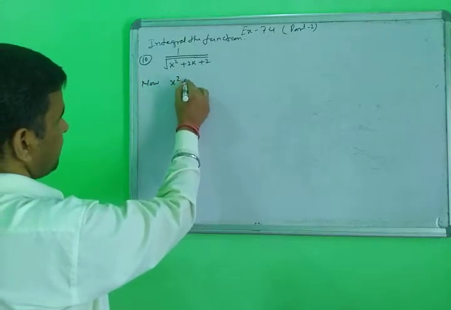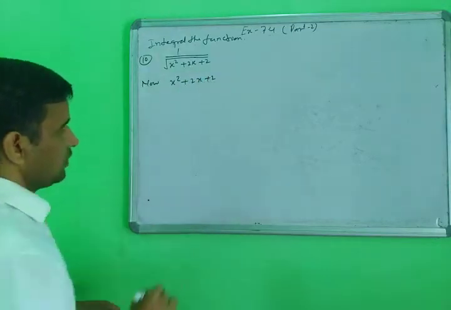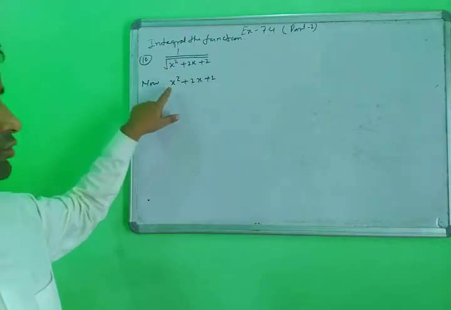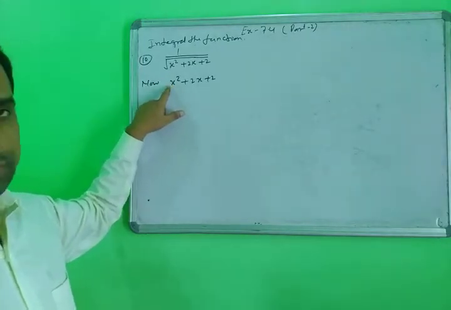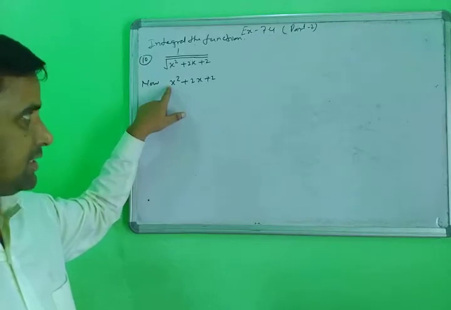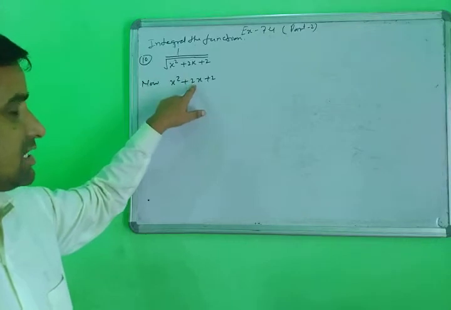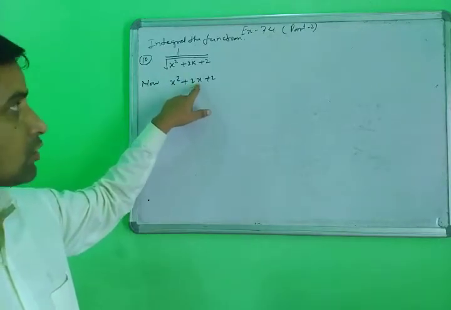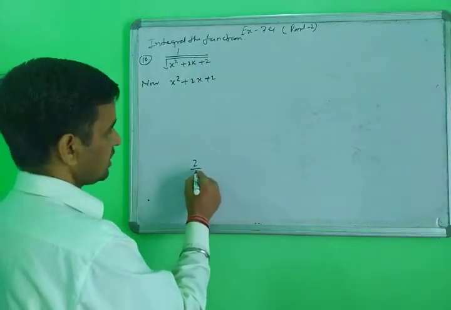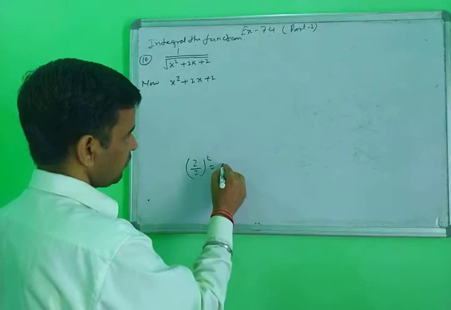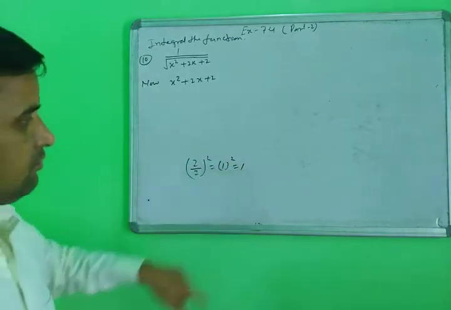x square plus 2x plus 2. How to make the perfect square? First, check every time whether there is any coefficient of x square. Here there is no coefficient of x square, so the first step is complete and we do not take any number common. Second, check the coefficient of x, which is 2. Divide by 2, then square it. The square of 1 is 1, so you add and subtract 1.